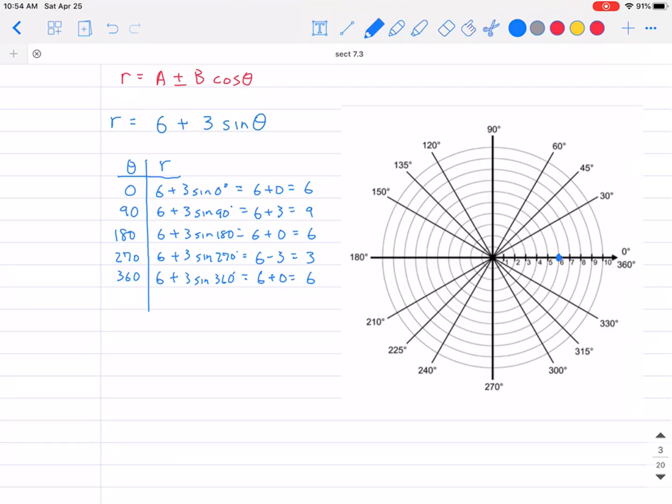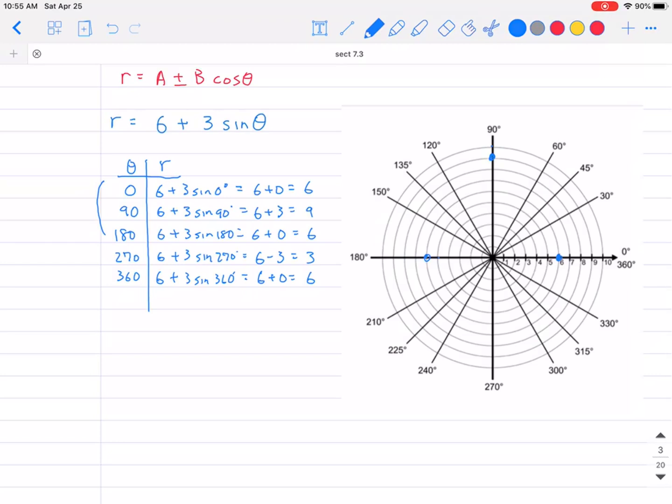So let's go ahead and find those points on the polar graph then. 0, 6, that is located right here. 90 at 9, so that means it's going to be located somewhere over here. And then 180 and 6, so that is going to be out here on the left-hand side. So 1, 2, 3, 4, 5, 6, so that's somewhere over here.